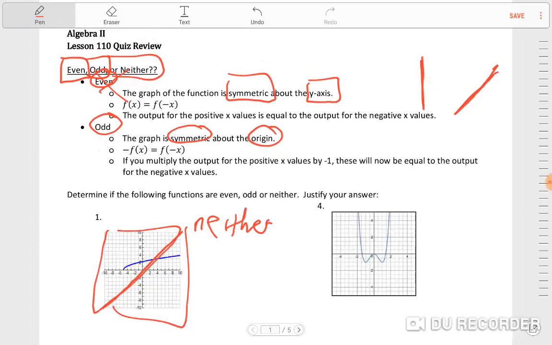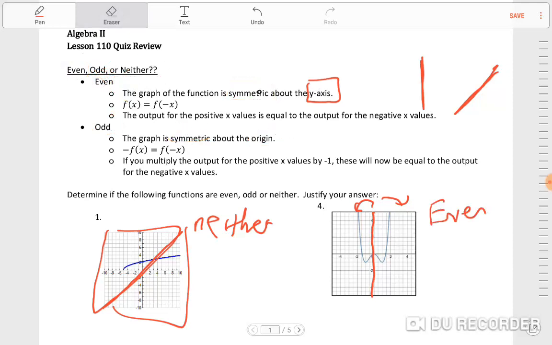Whereas now if we look at number 4 right next to it, if I were to draw a vertical line through the y-axis, this left side does look like a mirror image of the right side, therefore this is going to be even. That's an even function. Let's work our way down the page.